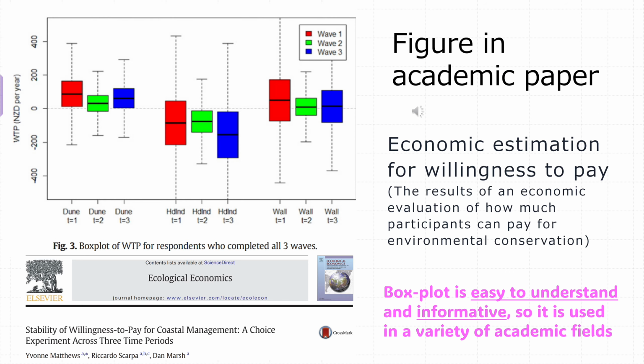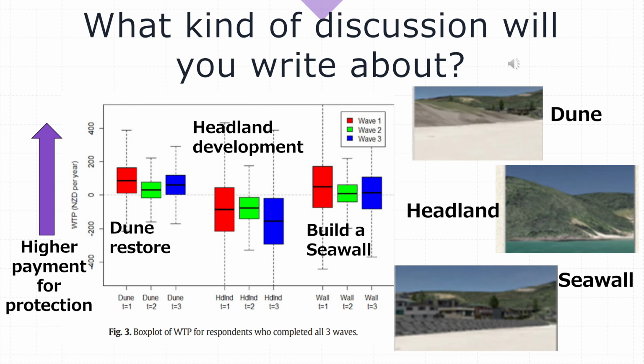Here is an example that uses box plots in economic valuation. It shows willingness to pay for environmental conservation. Box plots are easy to read and very informative. They are used across many academic fields. Here is a simple visual comparison. Which project has higher willingness to pay? Dune Headland. Seawall box plots make this easy to compare.